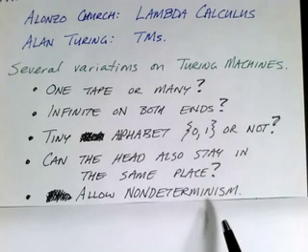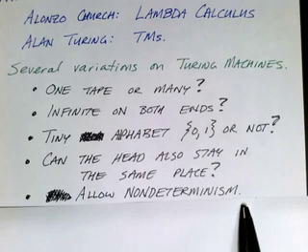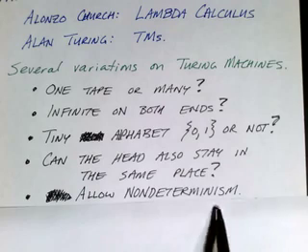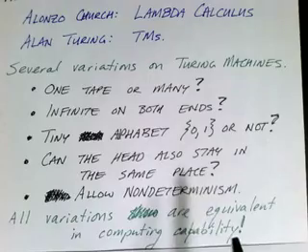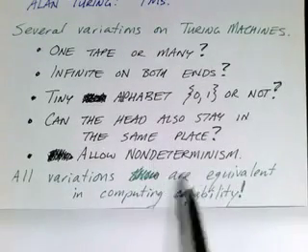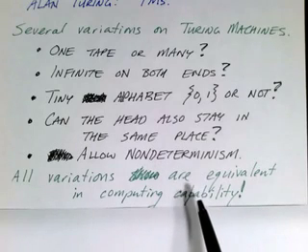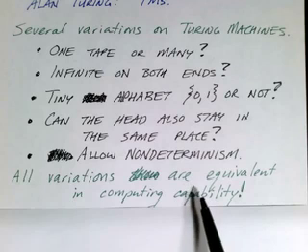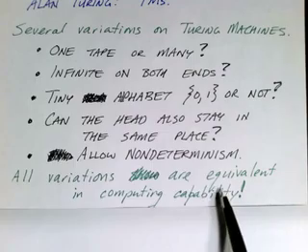And then we also have the question of non-determinism. Turing machines, as we've defined them, are deterministic. But does non-determinism give you more power? Well, the interesting conclusion is that all these variations on the Turing machine are equivalent in their computing capability. And we show this by showing how to emulate or simulate, if you will, one sort of Turing machine on another sort of Turing machine.